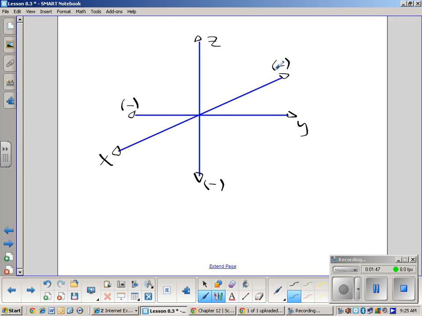And so our graph would look like this, and then you would mark your points, try to make them equidistant from the origin.